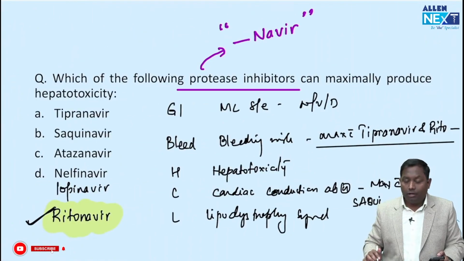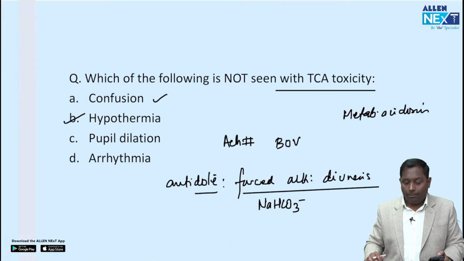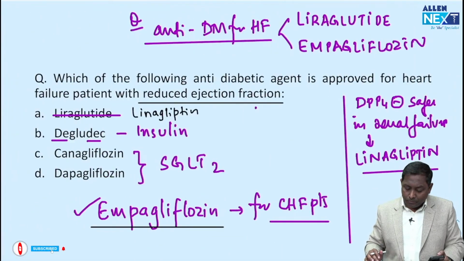Okay. Which of the following protease inhibitors acts maximally? So ritonavir, as I have given you already. If ritonavir is there, nothing else will be the answer. In TCA poisoning there will be no hypothermia. In TCA poisoning there can be all others but no hypothermia.